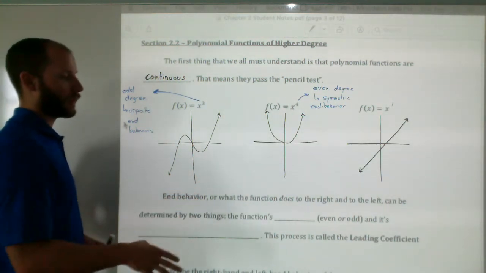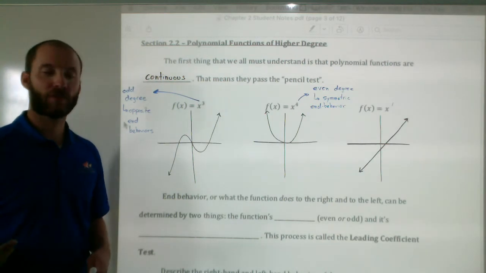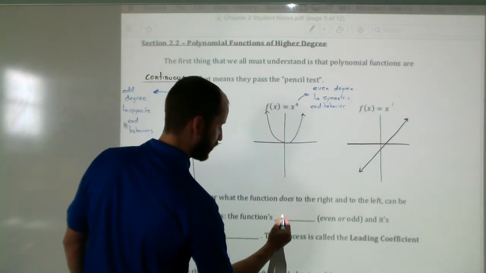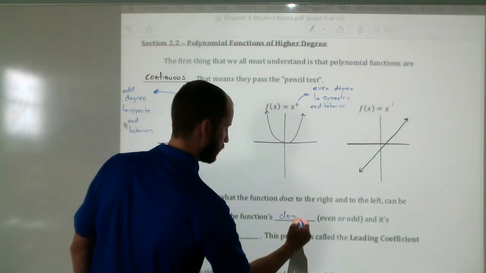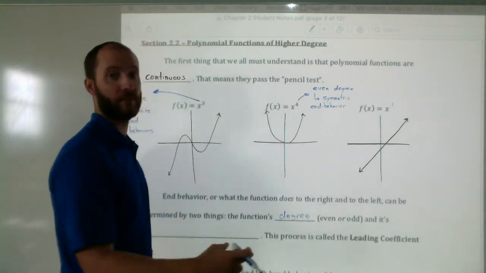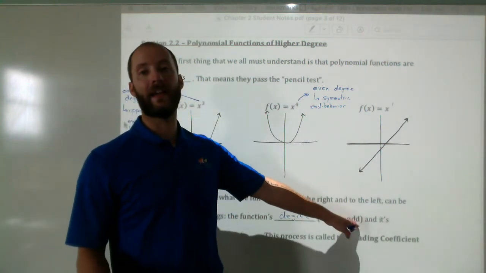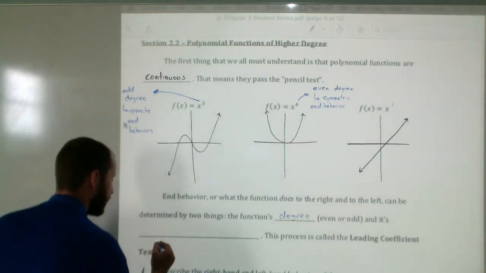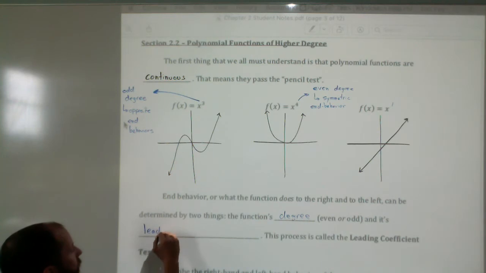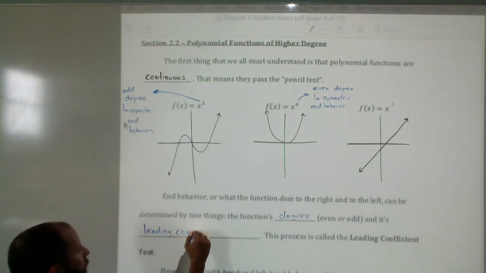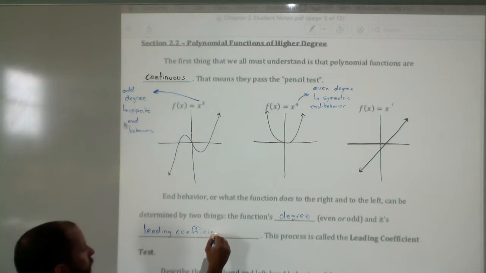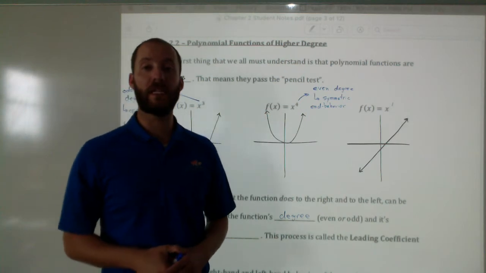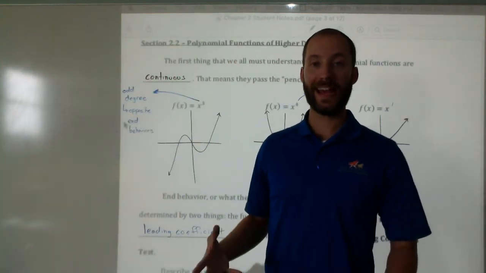So end behavior, or what the function does to the right and to the left, is determined by two things. I just spoke about one of them, the function's degree. Is it even, so you have symmetric end behavior, or is it odd, so you have opposite end behavior? And then there's also the leading coefficient. Now that leading coefficient could be positive, it could be negative.